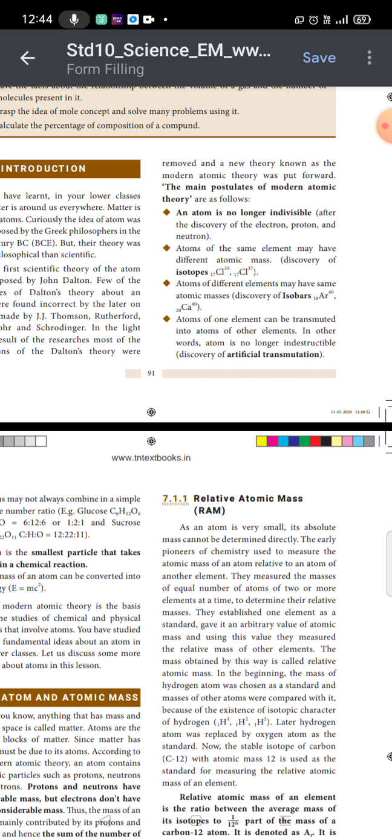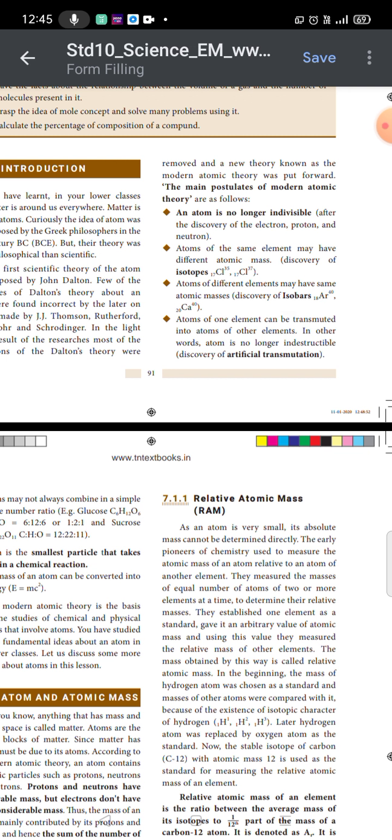Number 2, atoms of the same element may have different atomic mass, which is called isotopes. The same atomic number but different mass number. Discovery of isotopes, the example is chlorine 17, 35 mass number, and chlorine 17, 37 mass number.